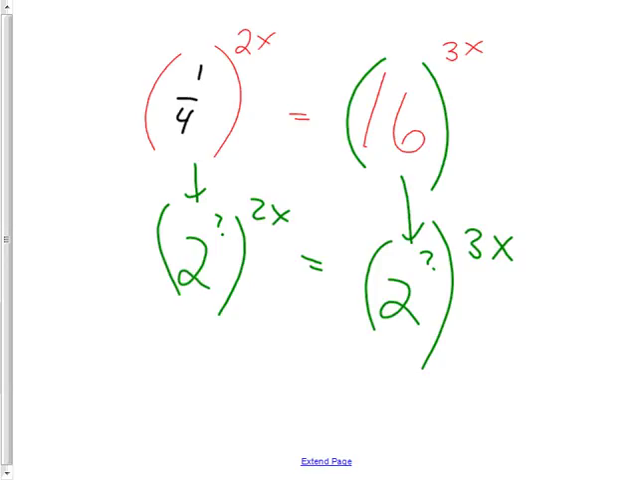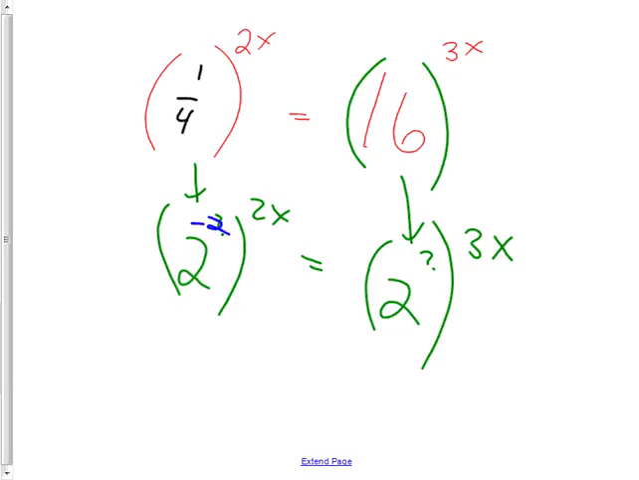So try some stuff. Okay, well, how about if I make it a 2? Is 2 to the second 1/4? No, 2 to the second is 4. How do I make it 1/4? 2 to the negative 2. Good. There are other ways, yes. There are other ways to do it. I'm doing it with a 2 base.